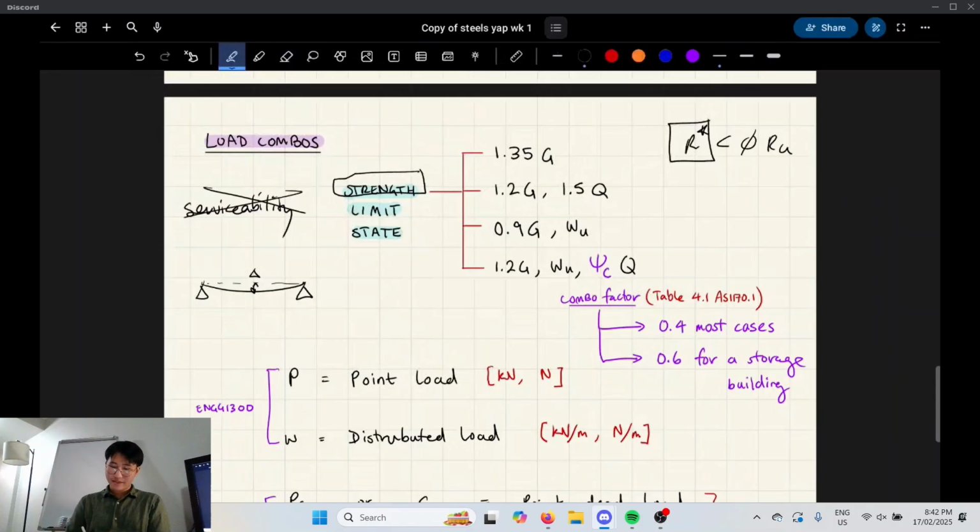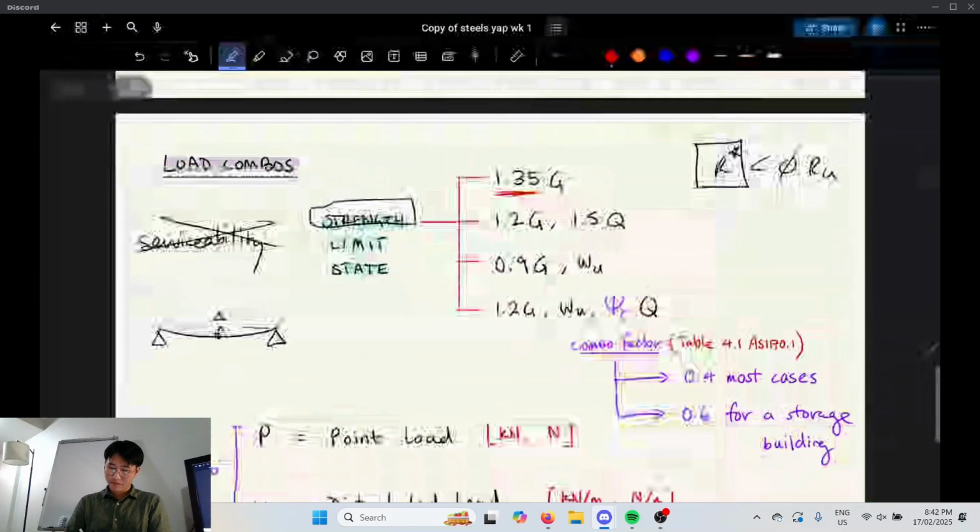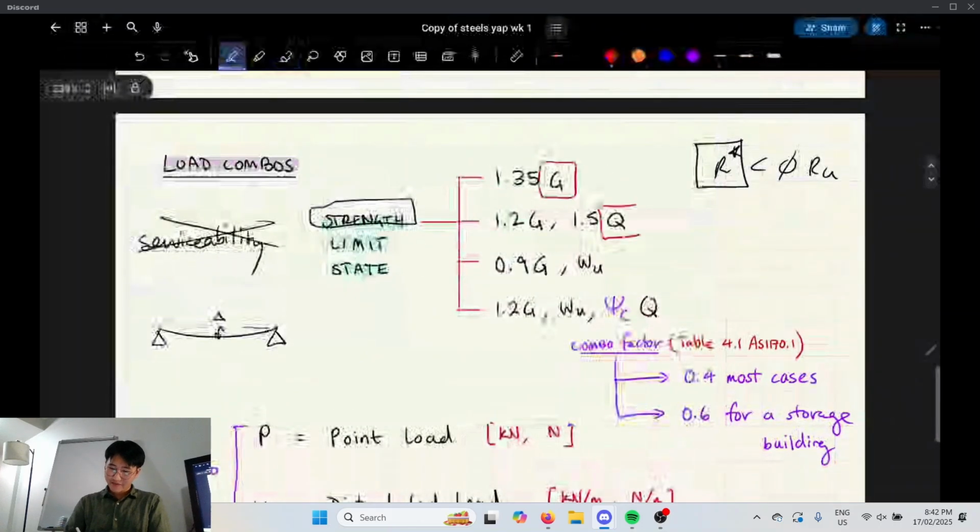The first one is this. Okay, I should probably explain G and Q. So G stands for dead loads.